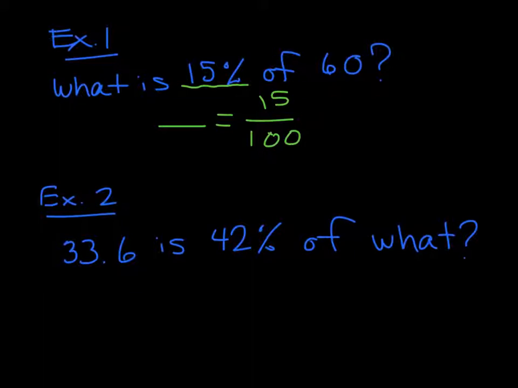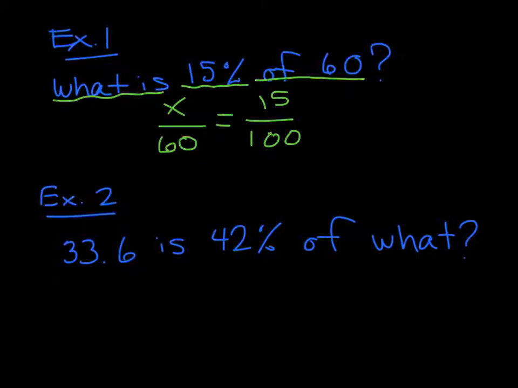I don't need to worry about changing it to decimal form because that's what this 100 takes care of, okay? The 100 takes care of putting it into decimal form. And then it says out of 60. Well, 60 is going to be my whole amount. So out of 60 is in the bottom. And it says what is, that's like saying what's the part. So I'm going to just put an X there. You can use any number or any letter that you want, but I'm just going to use X.